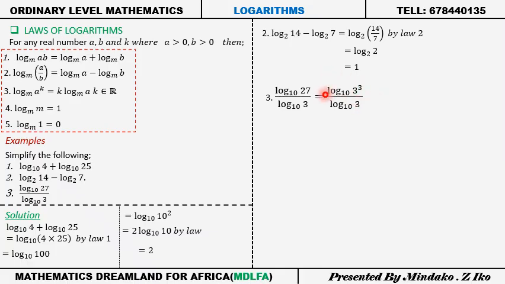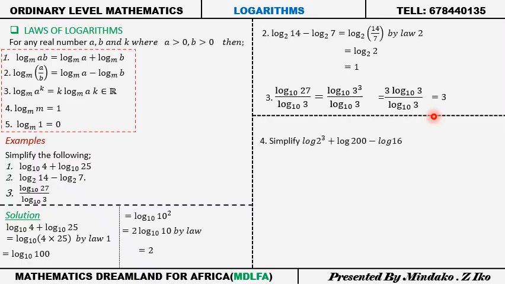Now if I take this other side, I will have 3 log of 3 to the base 10 divided by log of 3 to the base 10, and you notice that this log here can actually cancel with this other one. Okay, so if they cancel, our answer is just equal to 3. Okay, yeah, so that is it.